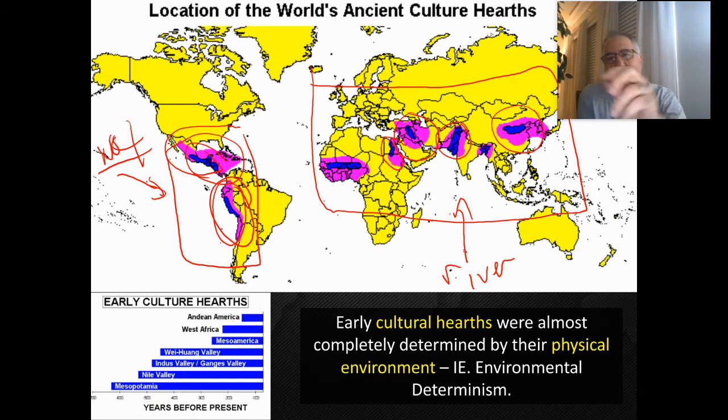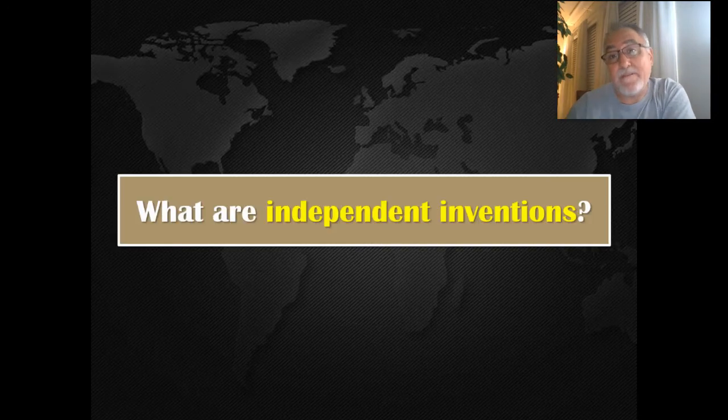But the people in China were not talking to the people in India, and they surely weren't talking to the people in the Americas, and vice versa. So all the development and all of the creativity and all the advancements that were taking place during this time period were taking place independent of other places, hence independent invention.